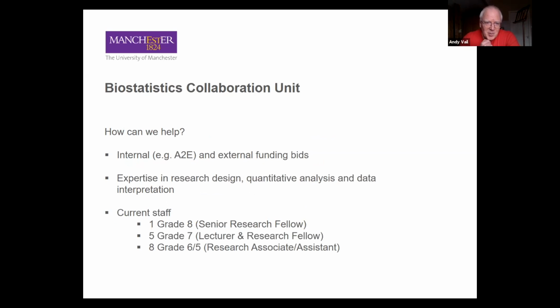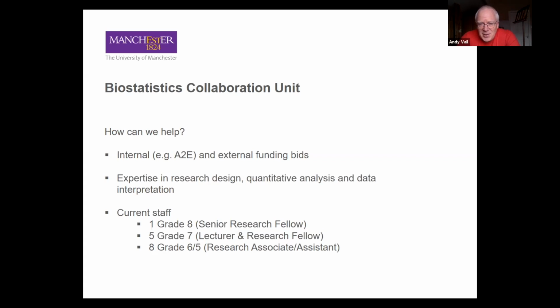So what can we do about this? Well, we set up a few years ago a Biostatistics Collaboration Unit within the faculty, and the idea is that we are there to collaborate with researchers who want to undertake clinical research, and that obviously includes most translational researchers. So we're there to collaborate with you on internal bids, such as the access to expertise. We can provide a statistician as the expertise that you're accessing, but also for external funding bids to the MRC, CRUK, BHF, Wellcome, NIHR, and other major charities and funding bodies. We'll provide the expertise in the research design, the quantitative analysis and data interpretation that you need for clinical research.